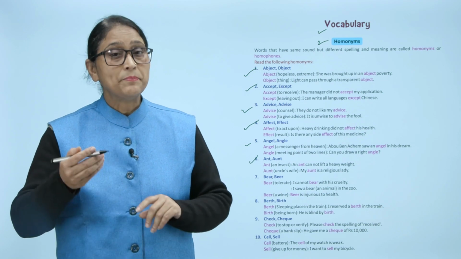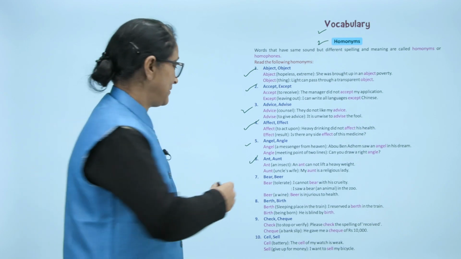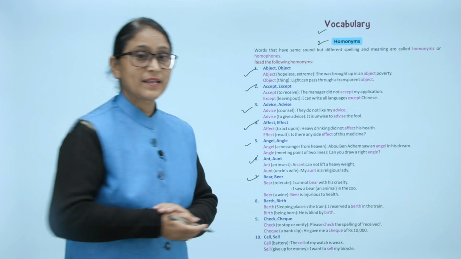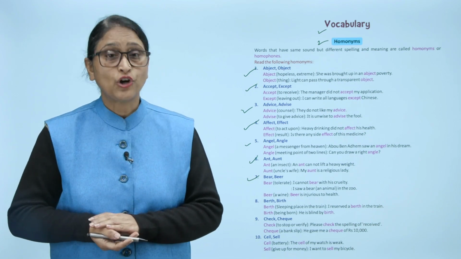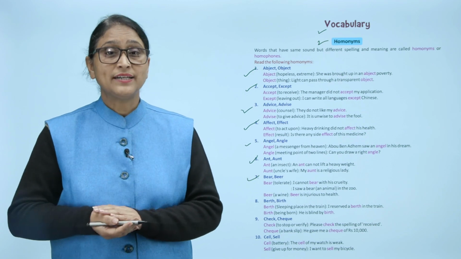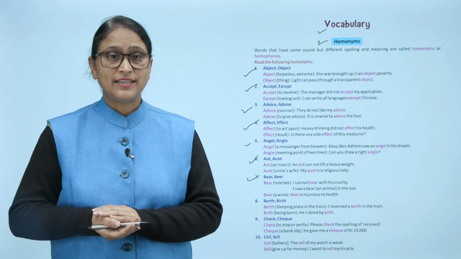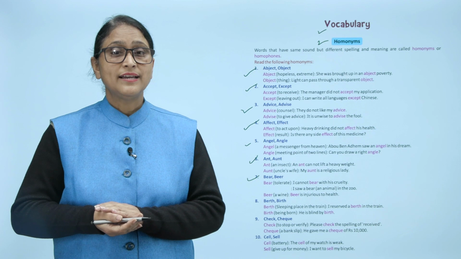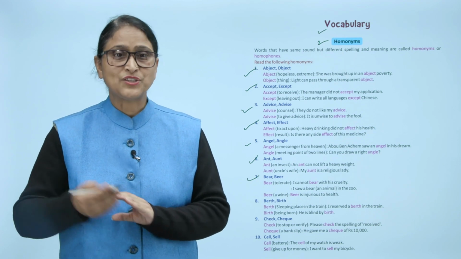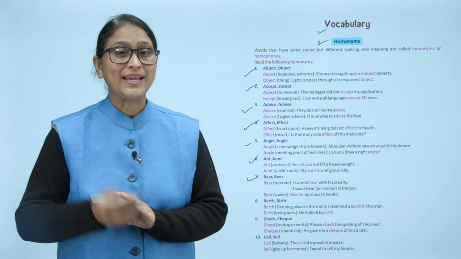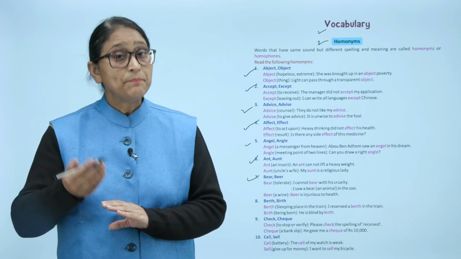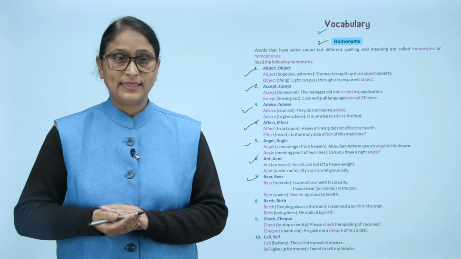Next is bear and bear. Bear, tolerate. I cannot bear with his cruelty. I saw a bear, an animal, in the zoo. Now next is beer. Beer is a wine. Beer is injurious to health.